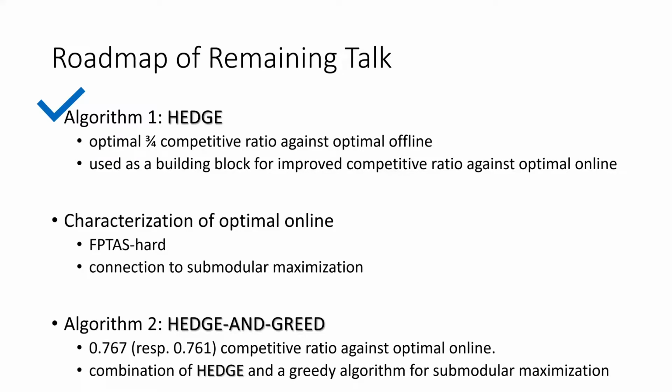So far, we have presented our first algorithm, Hedge, which attains the optimal 3/4 competitive ratio against the optimal offline. Now we will shift our attention to the optimal online. We will argue that it is NP-hard to compute the optimal online, and discuss its connection to submodular maximization.